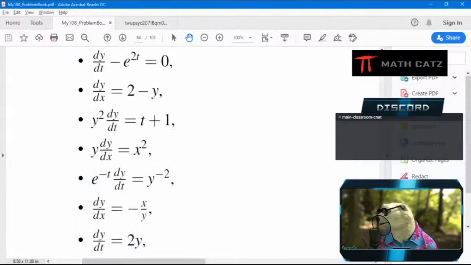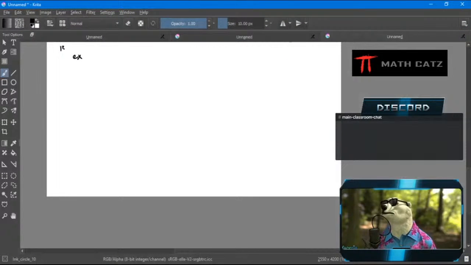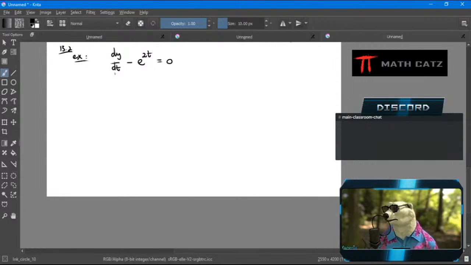So this is now in 13.2, dy/dt minus e to the 2t equals 0. This is a differential equation because it has a derivative in it, which means my answers are going to be functions, this time functions in t. So we're looking for a function in t, a function called y, based on this derivative's name, such that this equation is true.